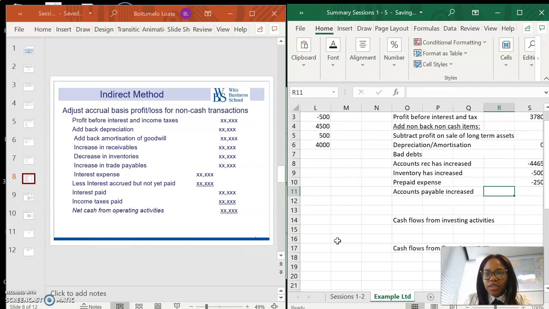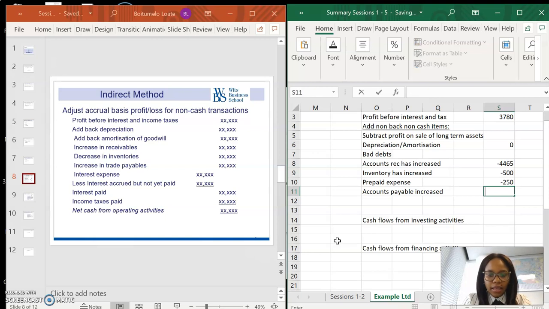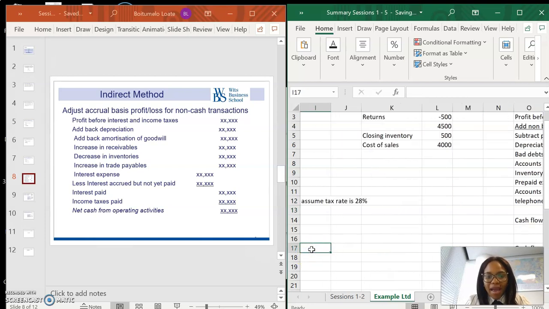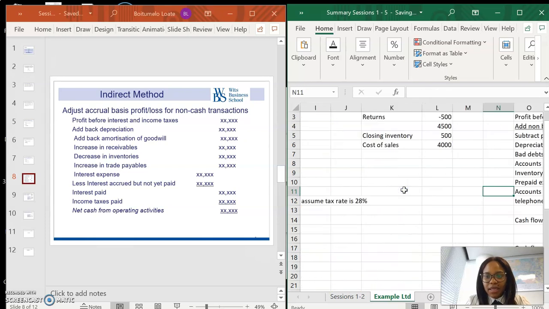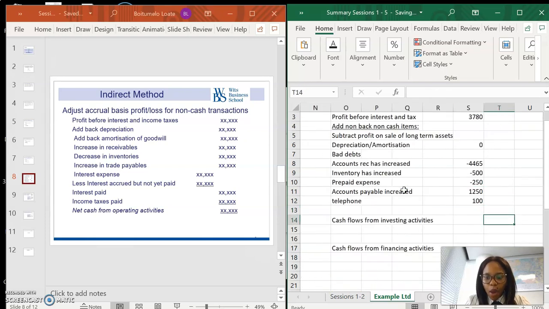I will then show it as a positive 1250. And my telephone payable, they've also funded my business by that 100. I've dealt with all my current assets and my current liabilities, which means I should be sitting with a total here from operating activity.